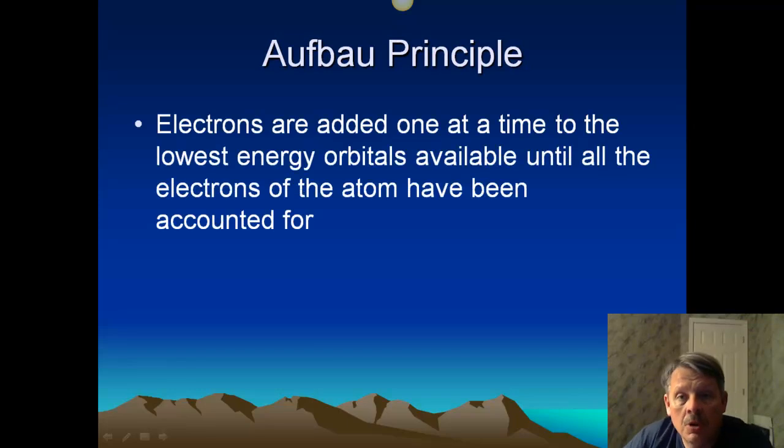The first rule is called the Aufbau principle. And the Aufbau principle says electrons are added one at a time to the lowest energy orbitals available until all the electrons of the atom have been accounted for. In other words, when I add an electron for hydrogen, I'm adding it to the first s energy level. I don't stick it in the third one. I don't stick it in a p energy level or a d energy level. I put it in the lowest s orbital level because that's where it belongs. That's the Aufbau principle.